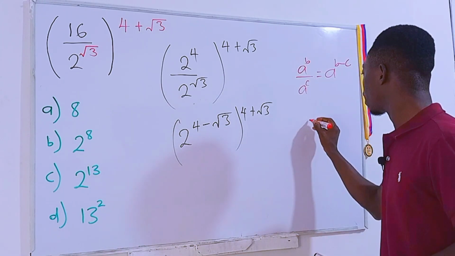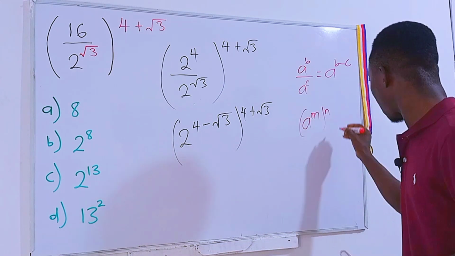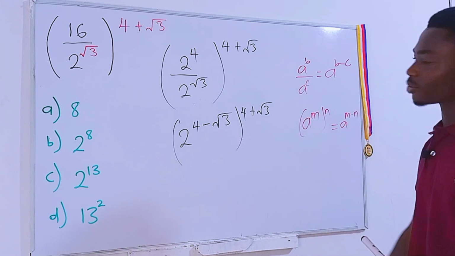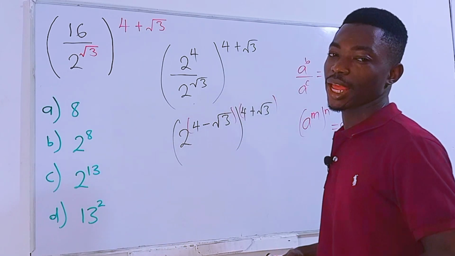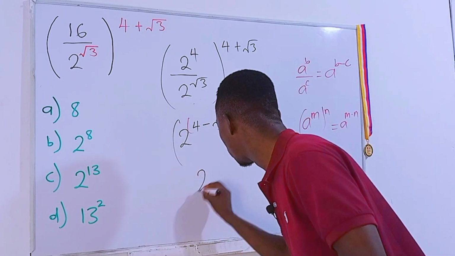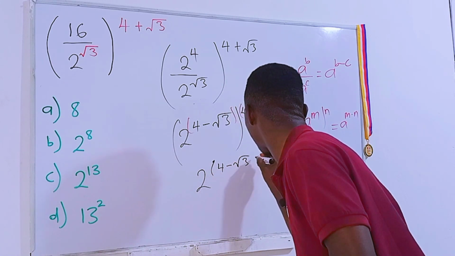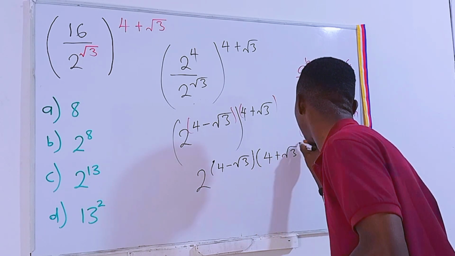Again, we know that a to the power m, all to the power n, is the exact same as a to the power m times n. So we can straight away multiply what is here by this one. And if we do that, in fact, we have 2 to the power 4 minus square root of 3 times 4 plus square root of 3.